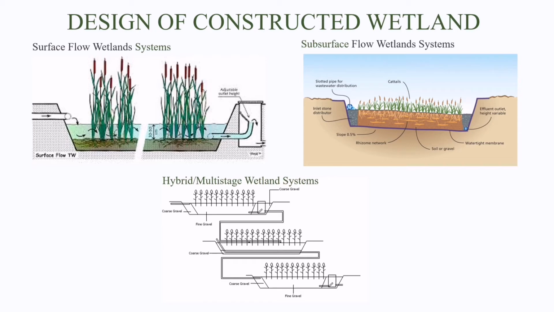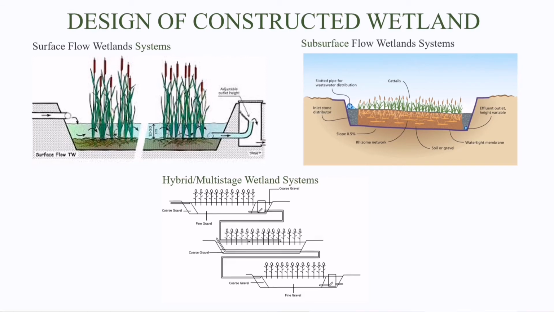There are two types of subsurface flow, which are the horizontal subsurface flow and vertical subsurface flow. The hybrid system is a combination of various types of constructed wetland to achieve higher removal efficiency, especially for nitrogen. The design consists of two stages, several parallel vertical flow beds followed by two or three horizontal flow beds in series.